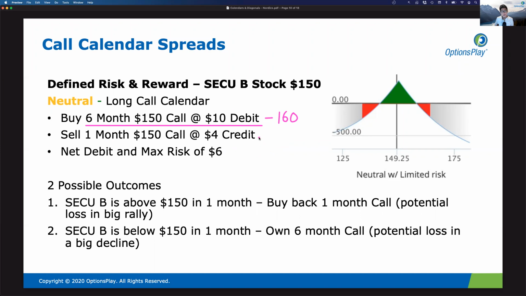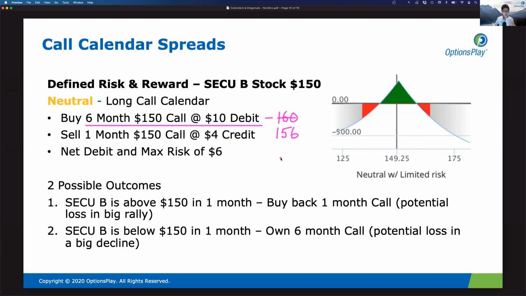But if you trade the calendar spread and the stock stays below 150 crowns, you've now effectively reduced the cost of your 6-month call option from 10 crowns down to 6 crowns, which means that your new break-even price is now 156 crowns. And you can continuously do this. You can continue to sell short-dated calls against your long call to reduce the cost basis of that long call, but you do have some risk with doing so.